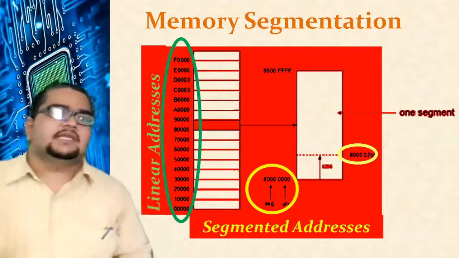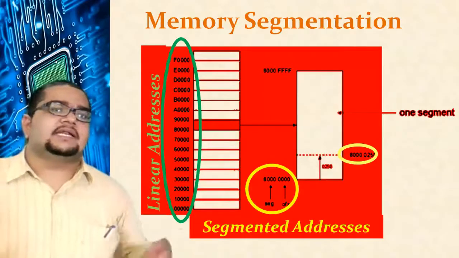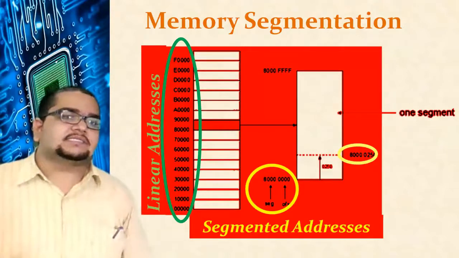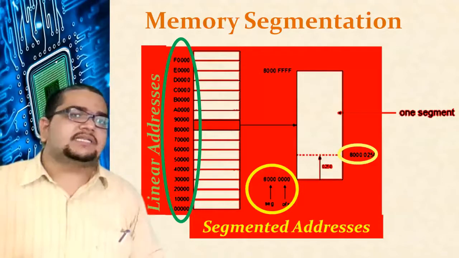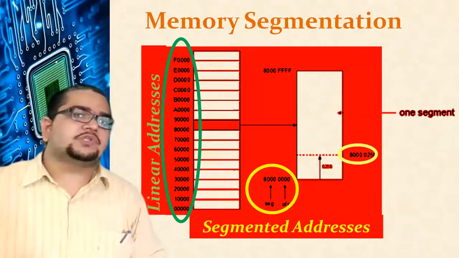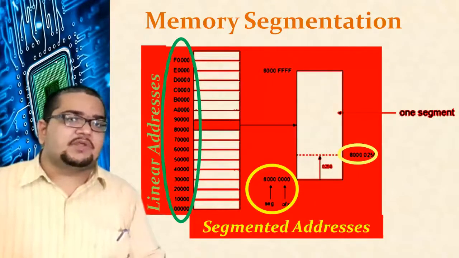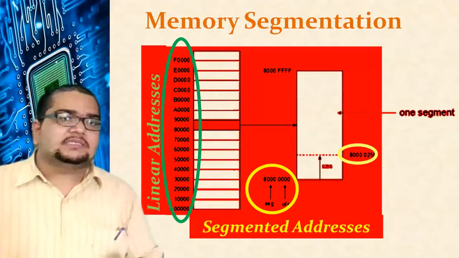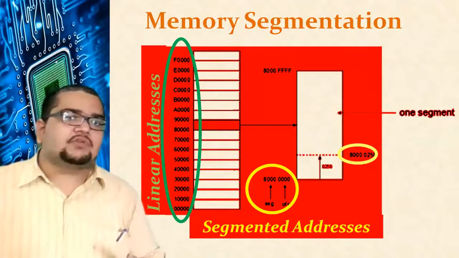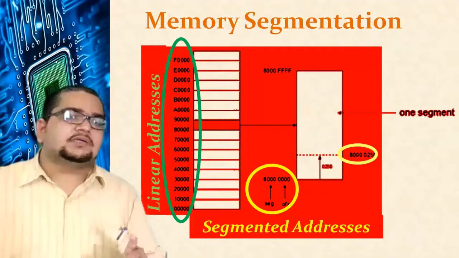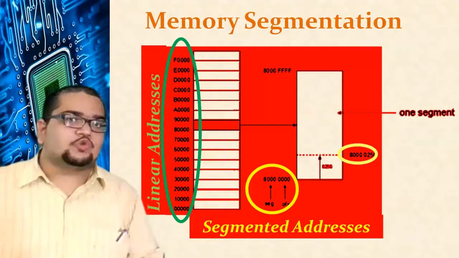Now here, on this green color side, these addresses are the linear addresses. That means these numbers written here, the topmost here being F0000, is one 20-bit address of a particular memory location, a physical 20-bit address. It is directly pointing to one particular physical location without breaking that address into two parts.